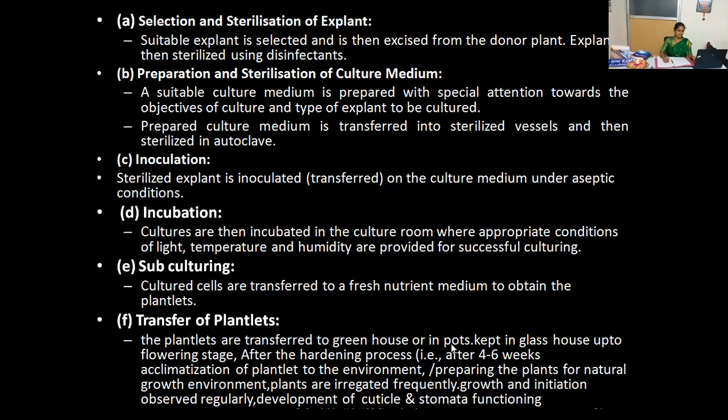Then they are potted in very small pots using vermiculite or coco peat. These plants are kept in a glass house up to the flowering stage. After the hardening process, that is, after 4 to 6 weeks of acclimatization of the plantlet to the environment, or preparing the plants for the natural growth environment, plants are irrigated frequently. Then growth and initiation are observed regularly, and then development.